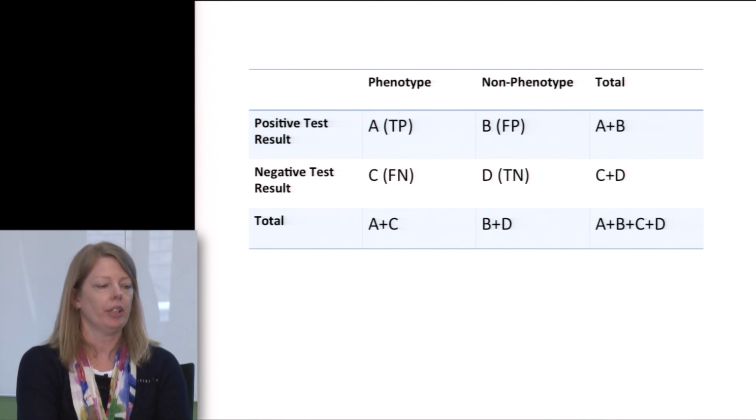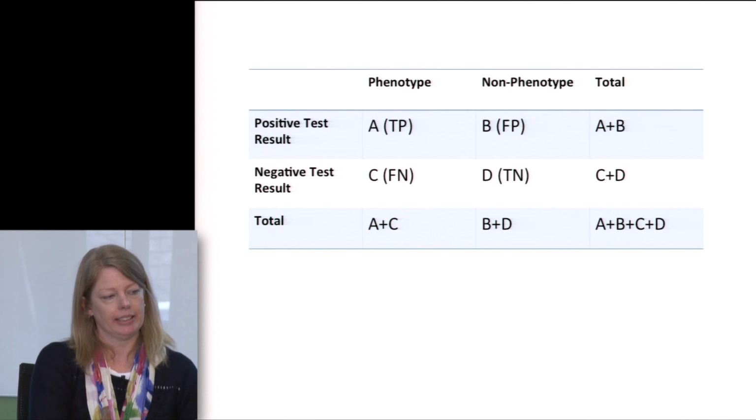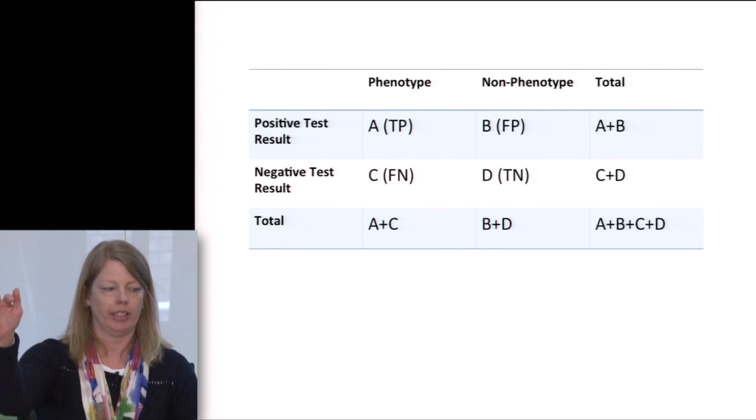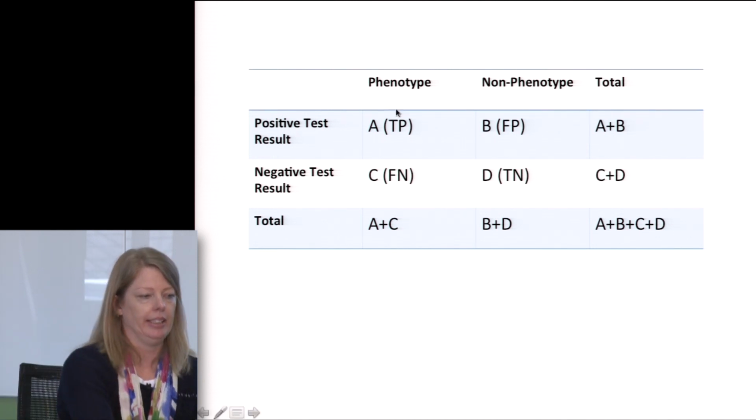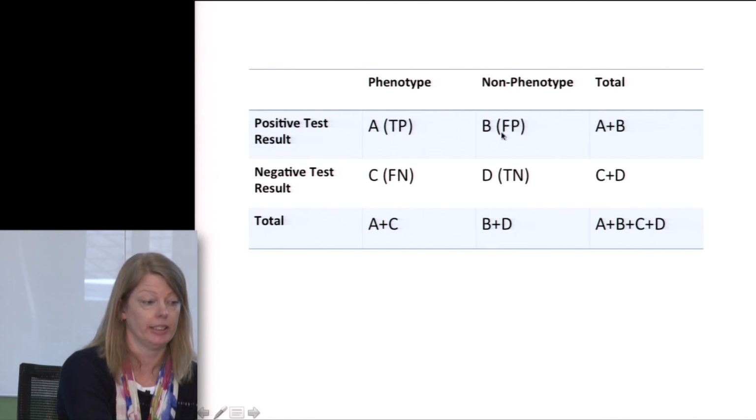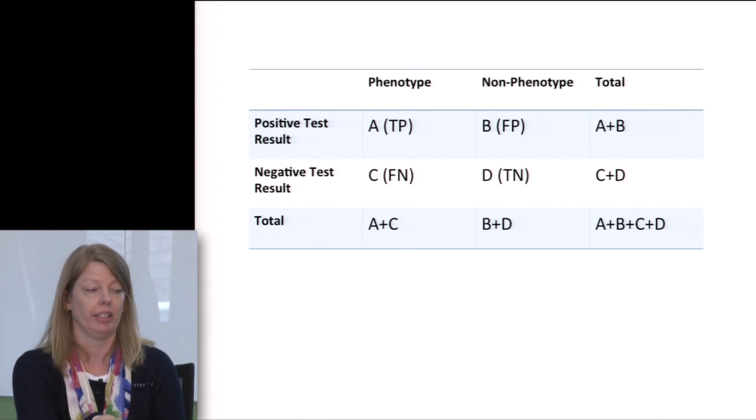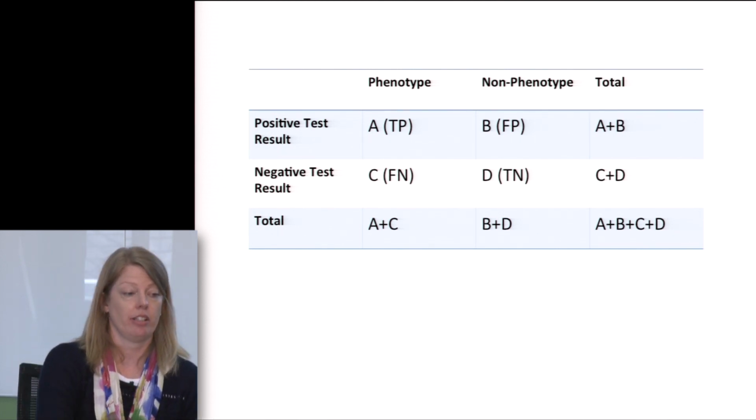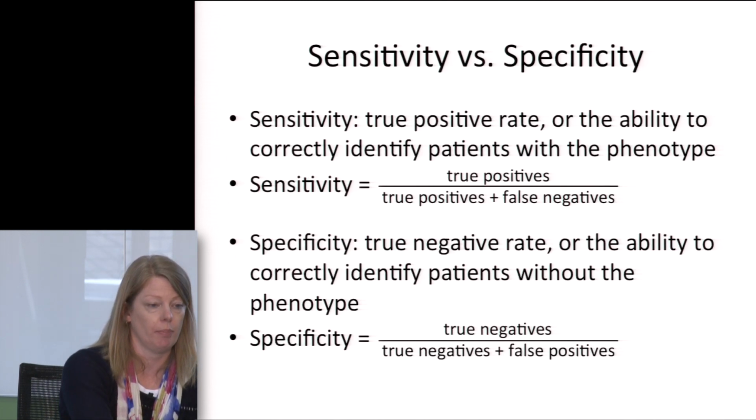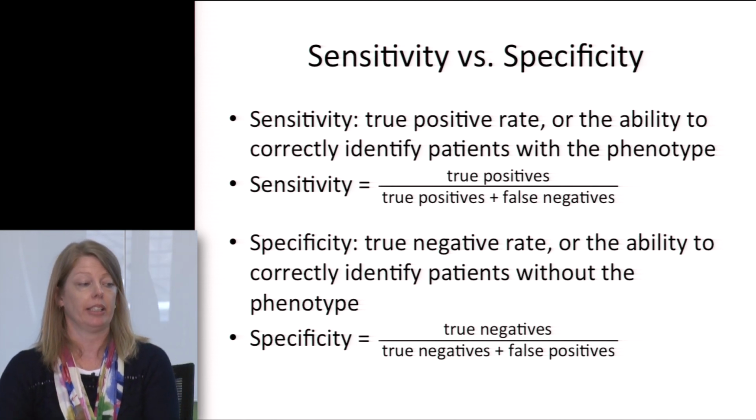Okay? If you make a grid and you have on the left-hand side a positive test result and negative test result, and along the top you have phenotype, non-phenotype, then in these cells, A, B, C, and D, you can group your true positives, your false negatives, and your true negatives. Okay? We're going to refer back to this grid a few times during this discussion. So I just wanted to show you the grid up front, and then we're going to talk about sensitivity and specificity. And then I'm going to show you what that looks like on the grid.